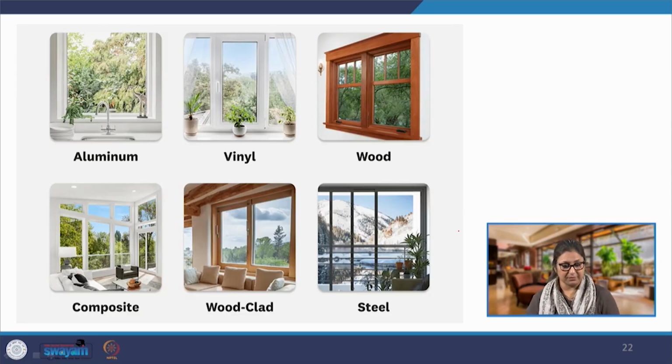One would be the frame. So, we have different types of frames: aluminum, vinyl, wood, steel, wood clad and composite. Again, clearly we know that aluminum and steel are going to be the highest emitting frames. But we have to look at their strength, their durability, those factors. For example, steel is not appropriate for coastal areas because it corrodes, it rusts.